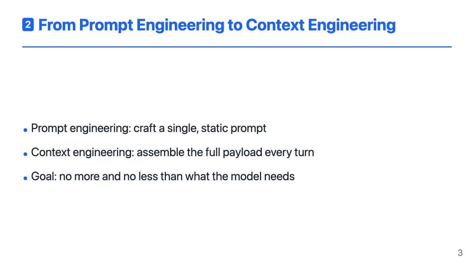Traditional prompt engineering is about writing a really good, often static prompt. Context engineering zooms out. It's about constructing the entire payload for each turn: instructions, tools, history, external data, and user input. The job is to dynamically choose, compress, and format just the right information so the model has everything it needs and nothing it doesn't to solve the current task.